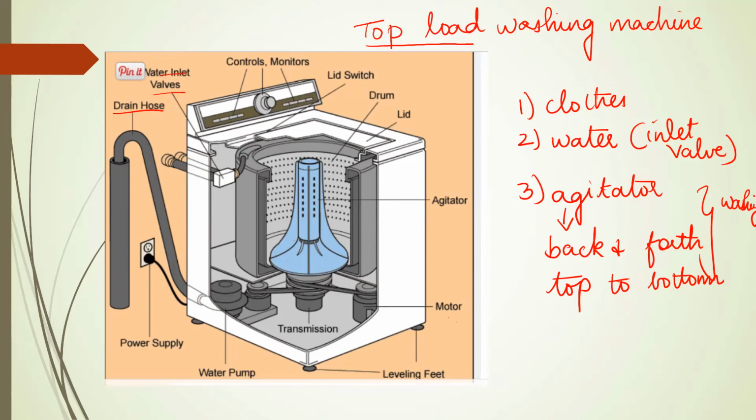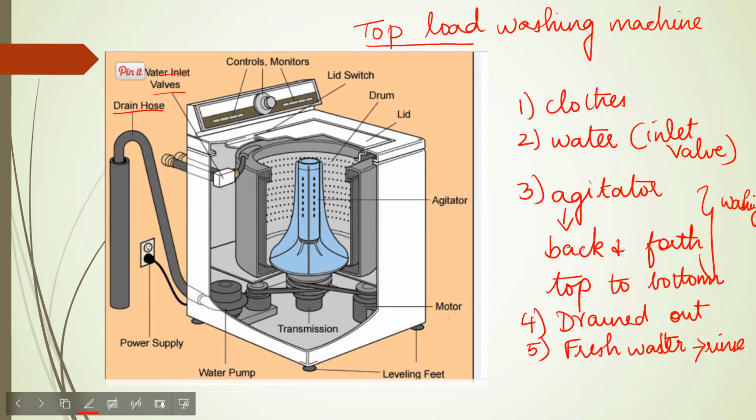Now all the water will be drained out. Now you get fresh water. So what is this fresh water for? This fresh water is for the rinsing purpose. So what will happen in rinsing? Again, the same action will happen, but all the detergent, all the soap that you have added will be removed from your clothes, and your clothes will become very clean.